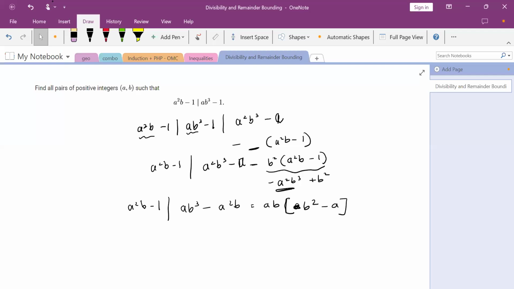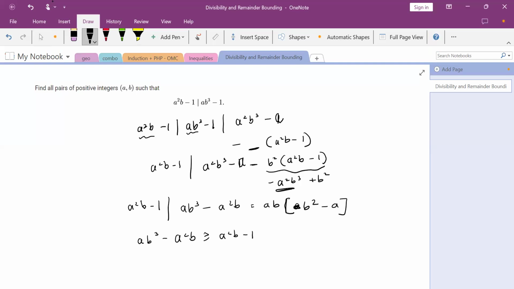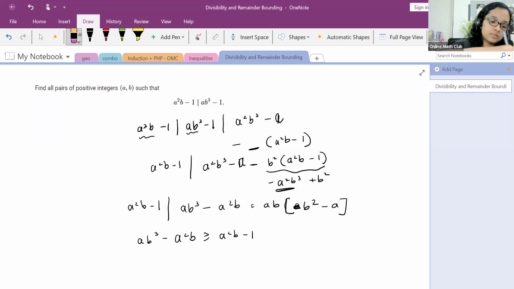Yes, that's true. So if A B cubed was greater than 1, it wouldn't be possible because it would be less than A squared B minus 1. So you're saying the whole thing should be 0 or A B cubed should be 1. Wait, so you're saying this must be the case, right? Are you saying this? No, I'm telling that A squared B minus A B cubed is greater than or equal to the other way around. Okay.